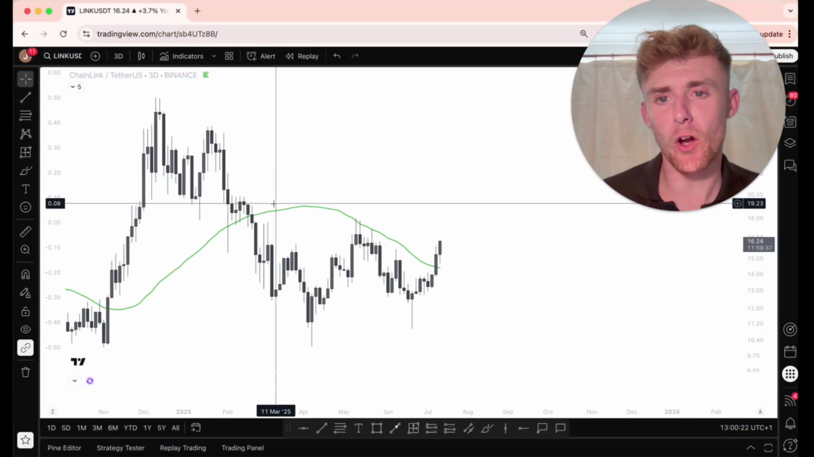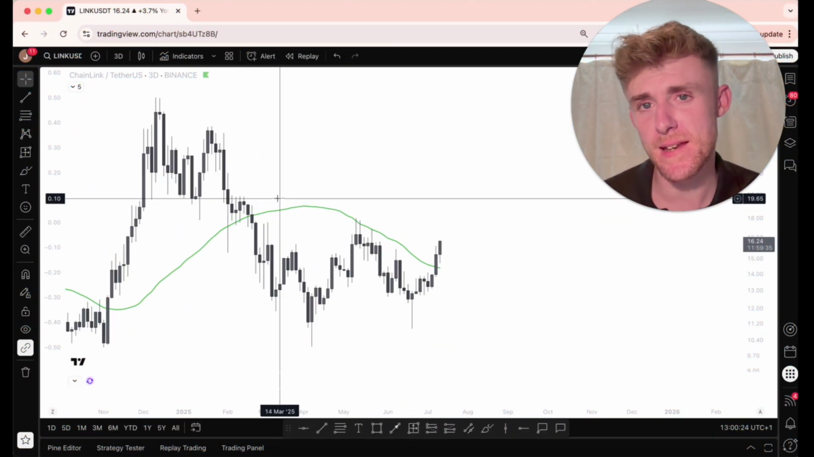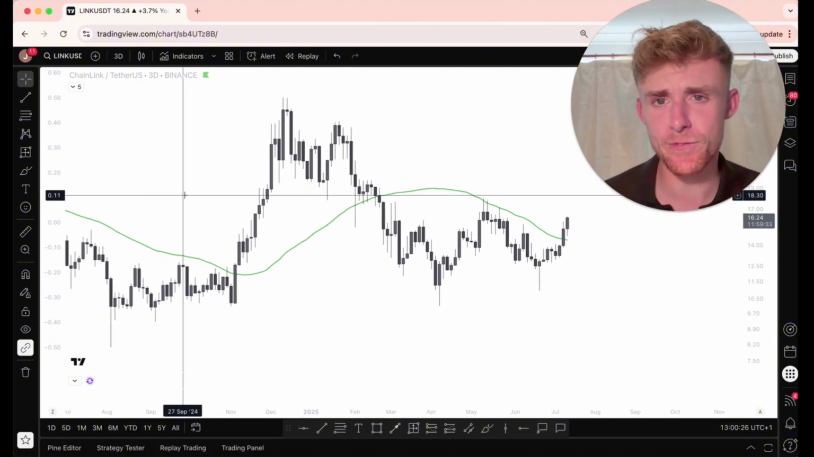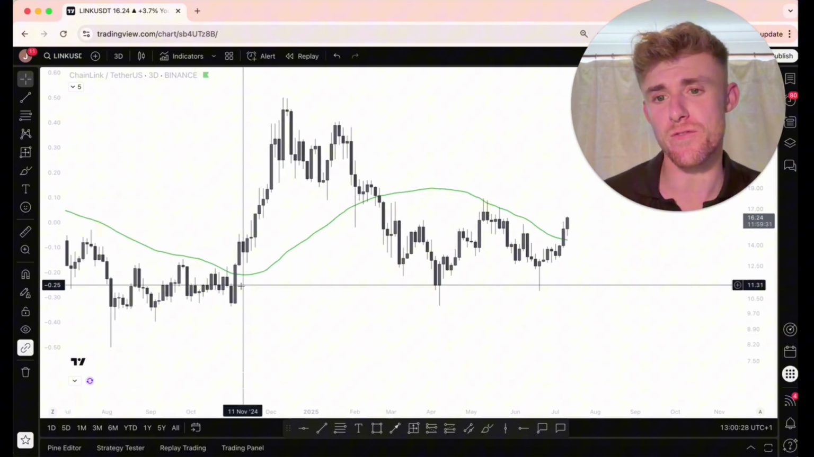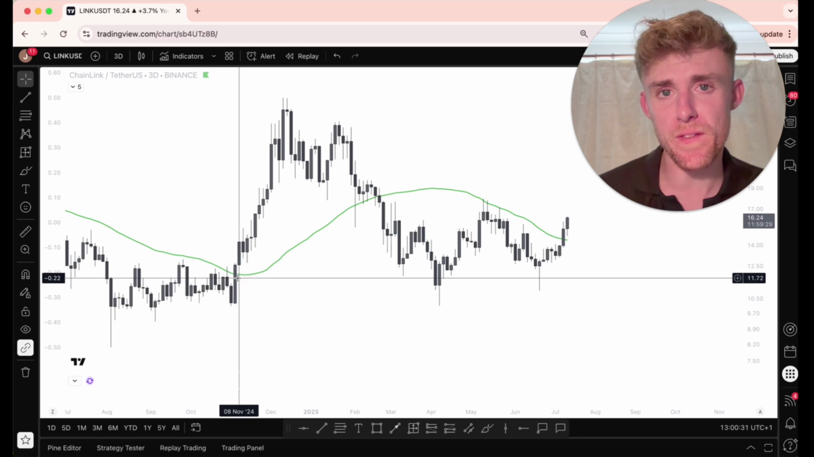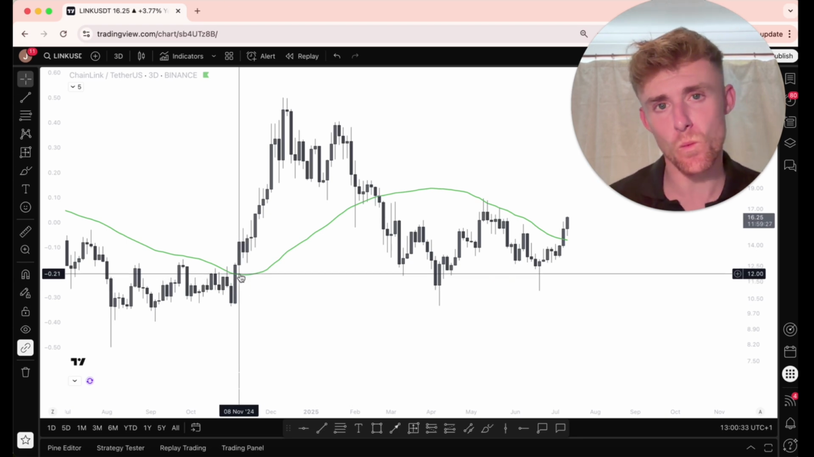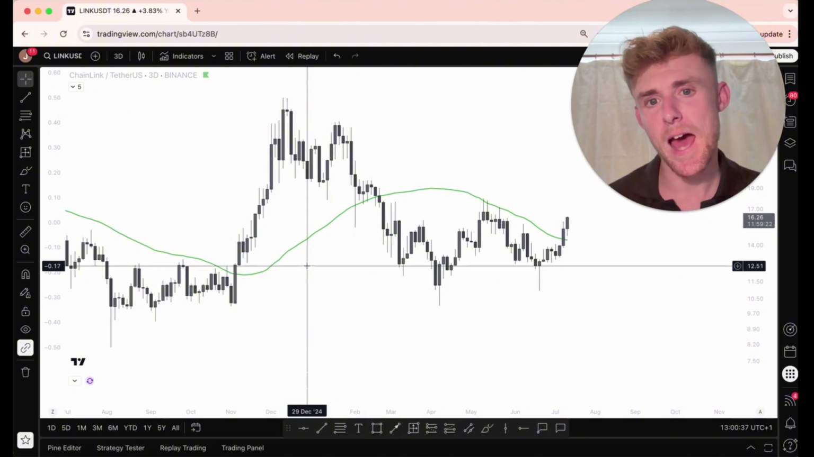I'm going to show you how you can actually use the signal to keep you on the right side of the market. So if you've ever been in this position that you've bought your altcoin, you've made a lot of money with it, but then the market has turned and it's just wiped out all of your gains, this is the kind of strategy that you need to help you avoid that.